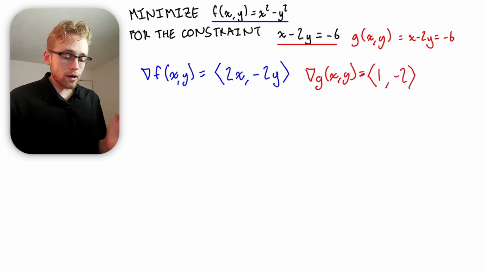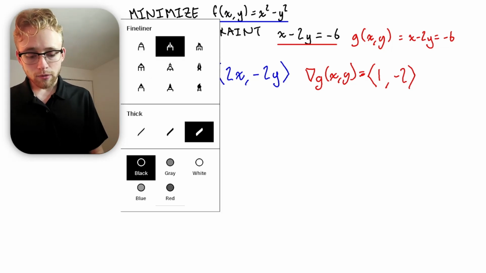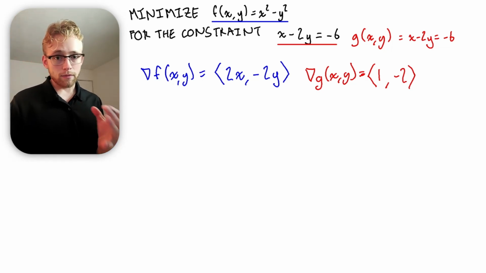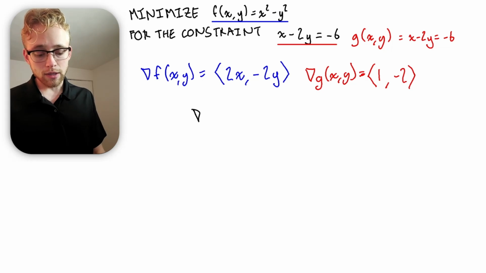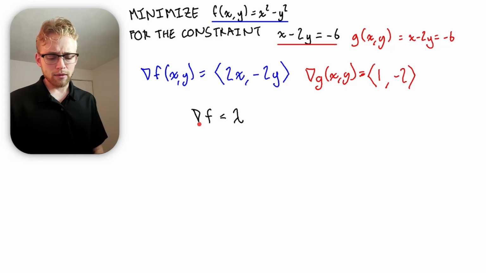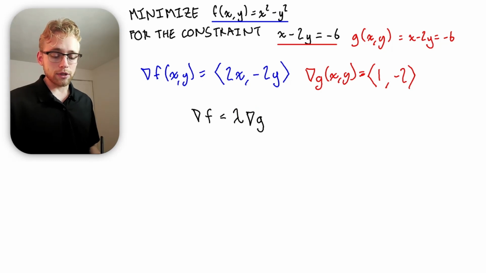All right, now we know how we're going to set up our system of equations. So let's go ahead and write that out. Remember that the Lagrange equation goes like this: the gradient of f, the upside down delta symbol, I'm not sure what the name is for it, equals the Lagrange multiplier times the gradient of g.